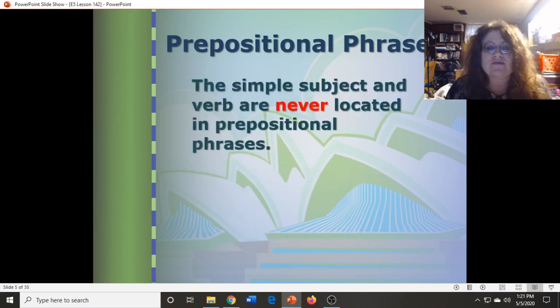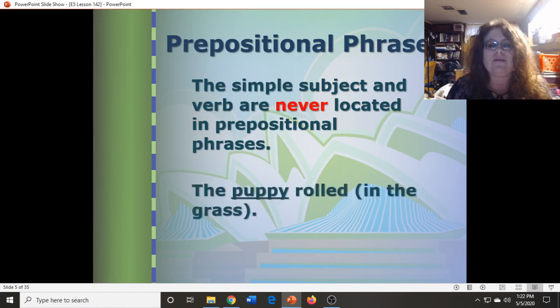The simple subject and verb are never located in prepositional phrases. As we said, once we find the prepositional phrase, we can eliminate it as a place to look for a subject and a verb. Example, the puppy rolled in the grass. In the grass is the prepositional phrase, so we're just going to completely ignore that now, and we're going to look at the words we have left. The puppy rolled. The subject of the sentence is who or what the sentence is about. Who is this sentence about? It's about a puppy. The verb tells what the subject is doing. Puppy is doing what? Rolling. Puppy rolled. That's how you find the subject and verb.